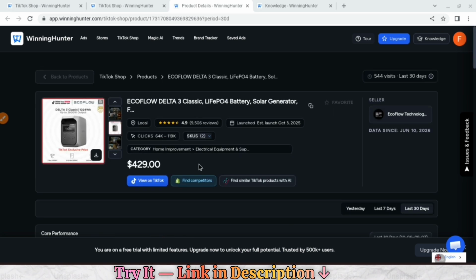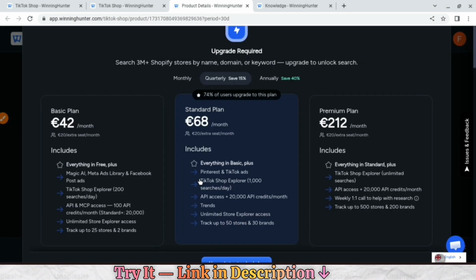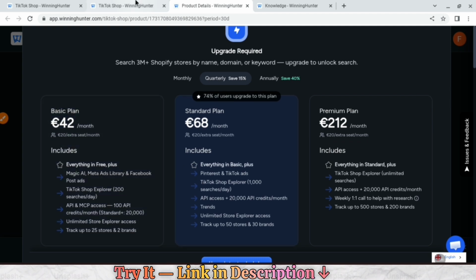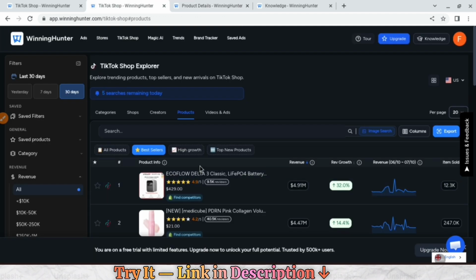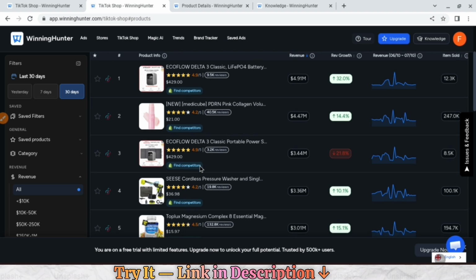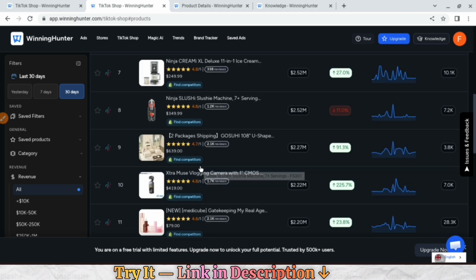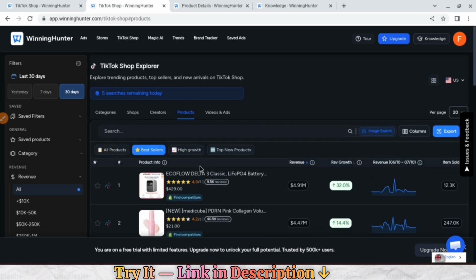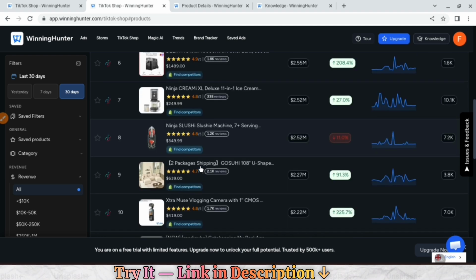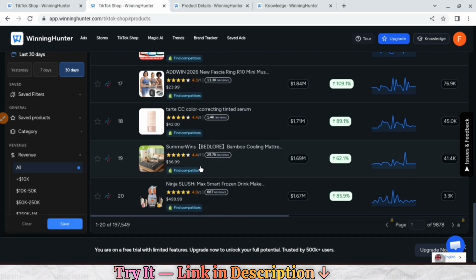Next, use the Find Competitors option to see who else is selling the product. Competition is not always a bad sign. It can confirm that customers are already spending money in that market. The goal is to understand how crowded the market is, what prices competitors are using, and whether you can offer a better creative angle, bundle, or customer experience.